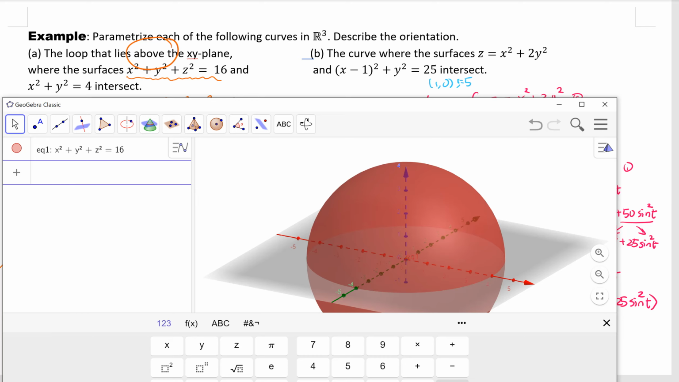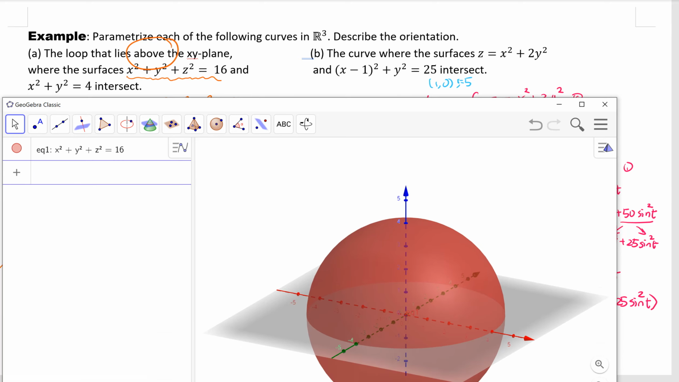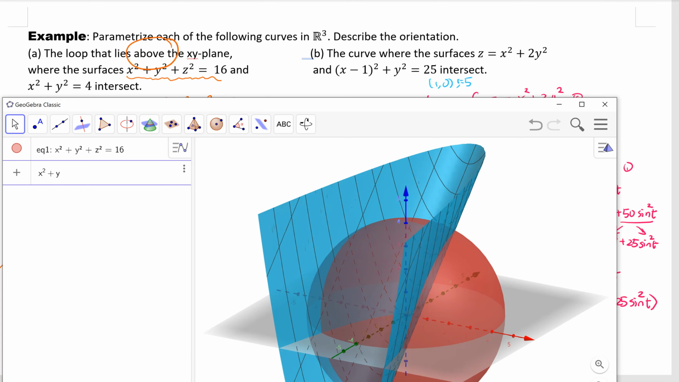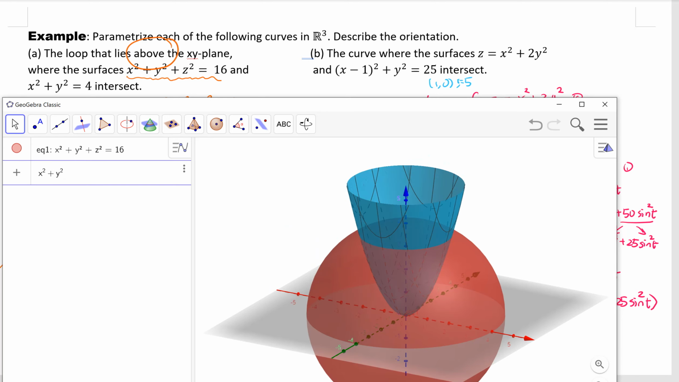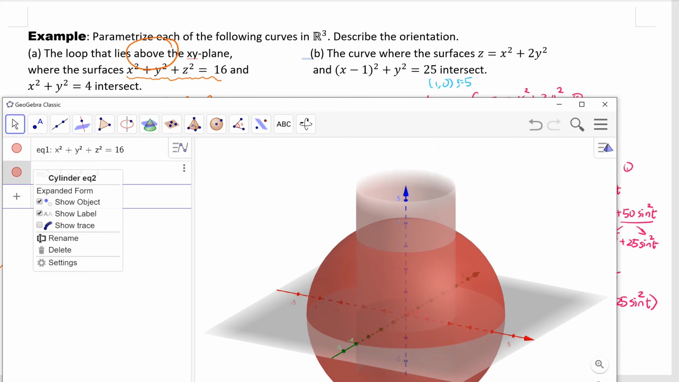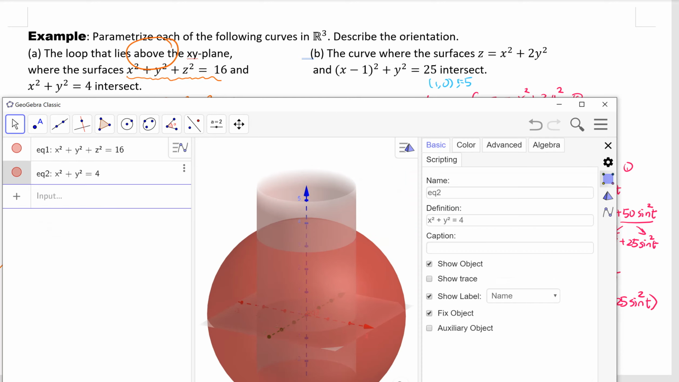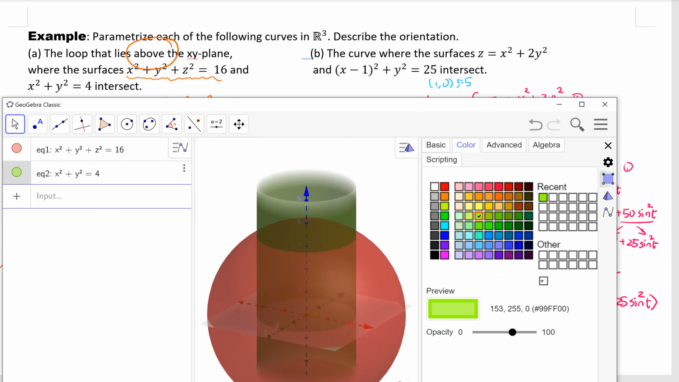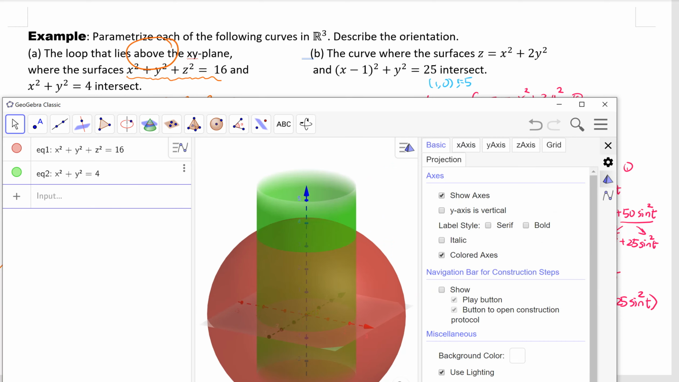And then next, for the cylinder, we can also type x square plus y square equals 4. And we can change the color, so we can click setting, then we can change the color to any color you like. Okay, then close it.